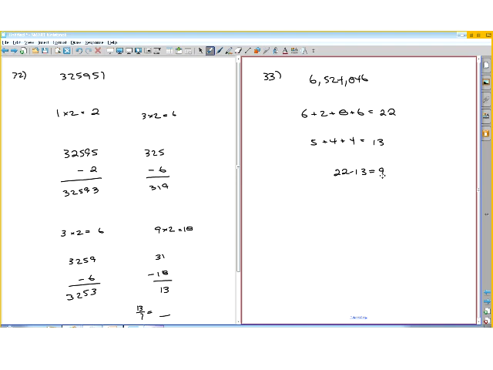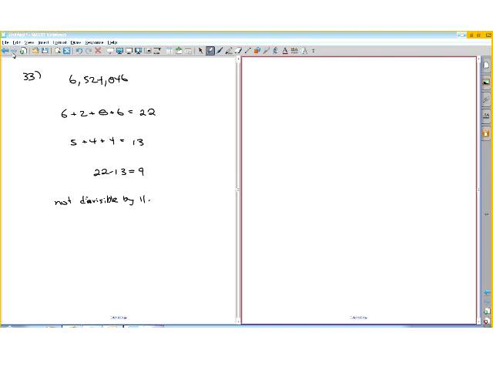If the final number obtained is divisible by 11, then the given number is also divisible by 11. If the final number is not divisible by 11, then neither is the given number. So since 9 is not divisible by 11, it's not divisible by 11.